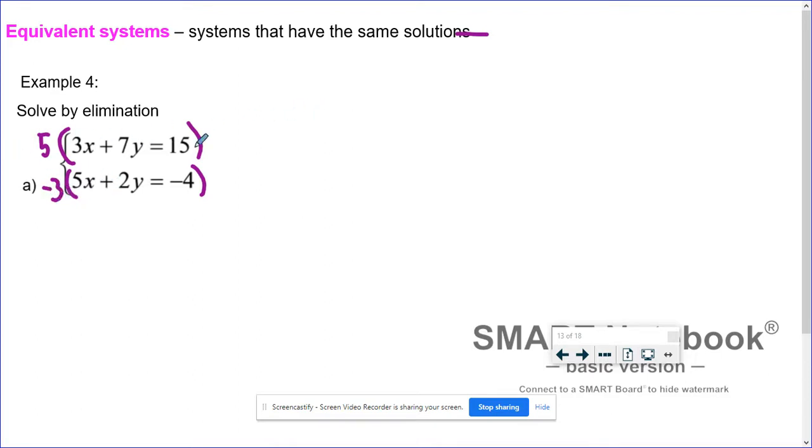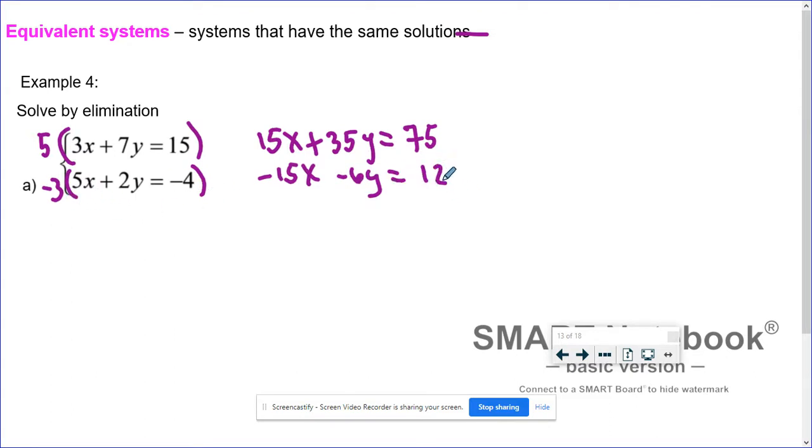So here's what happens when I multiply across the first equation by 5. I get 15x plus 35y is equal to 75. Second equation, -3 times 5x is -15x. -3 times 2y is -6y. -3 times -4 is 12. This is an equivalent system to what we started with. They have the same solutions, so when I get the solutions for this one, it's the solutions to the original.